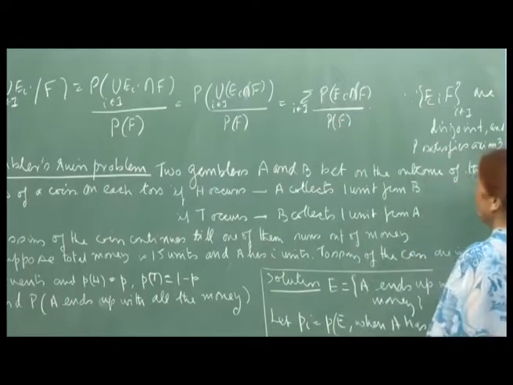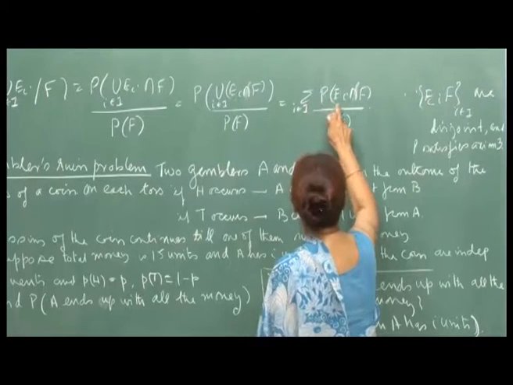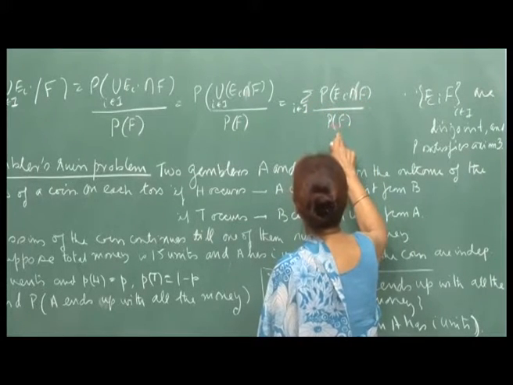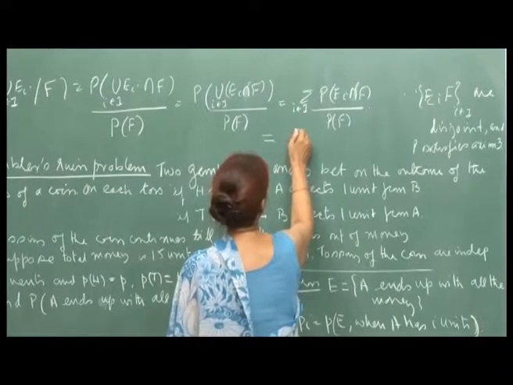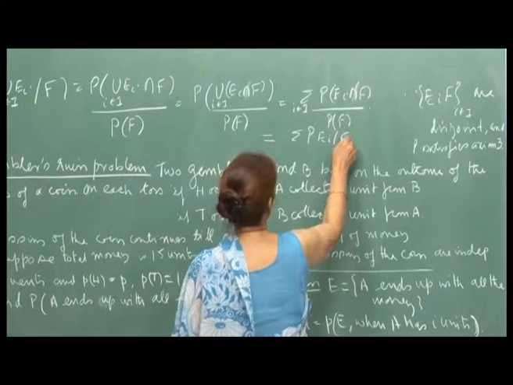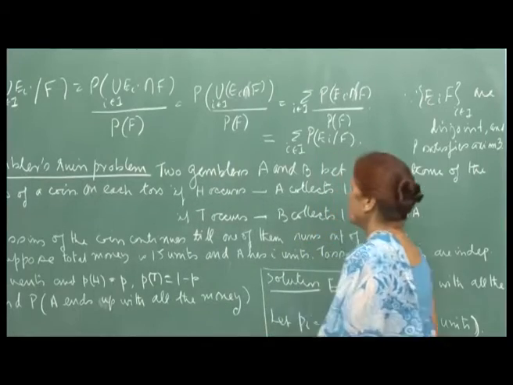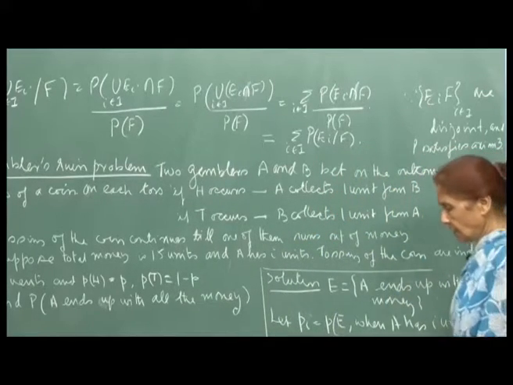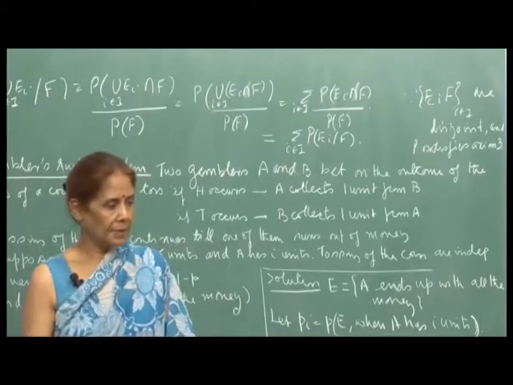axiom 3. And therefore, this can be written as the summation of probabilities of E_i intersection F divided by P(F), which is equal to the summation of probability E_i conditioned on F, i belonging to I. So, the third axiom is also satisfied. Therefore, the conditional probability function is also a probability function, that is, it satisfies the 3 axioms.